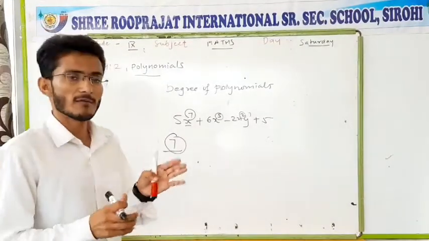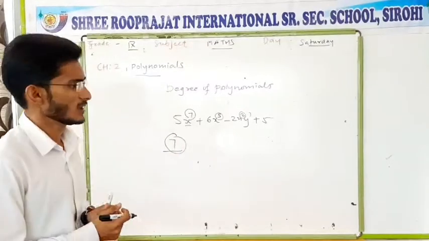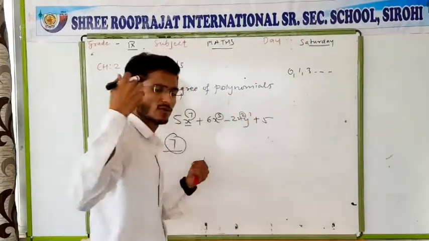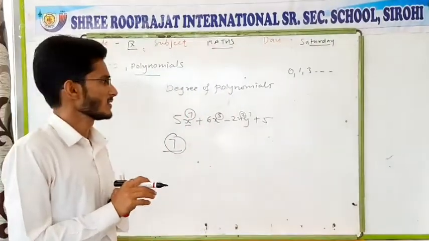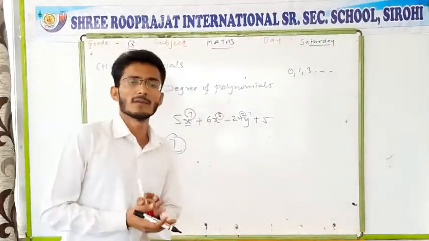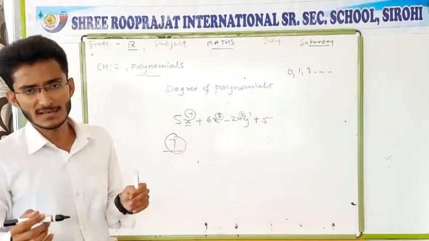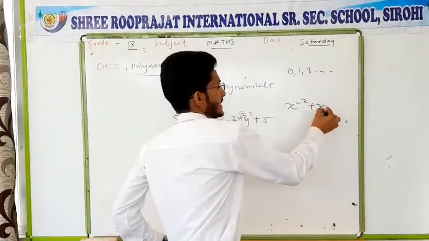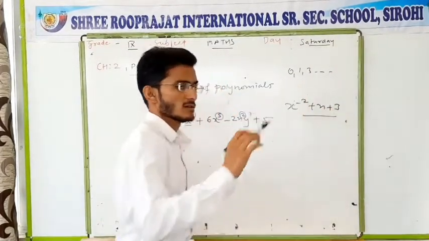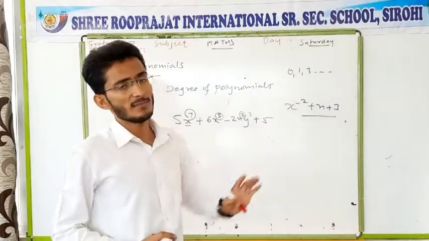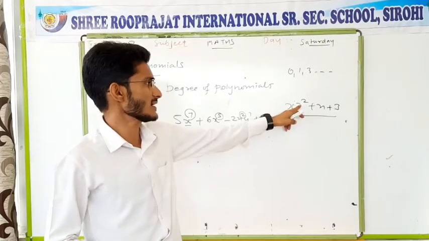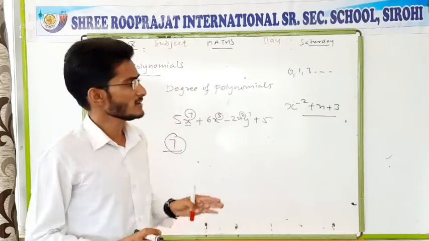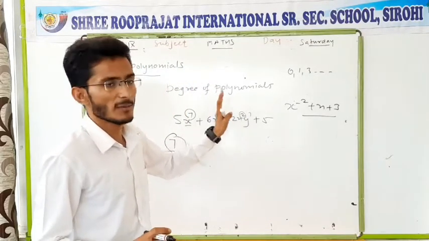The exponent of a variable is always a whole number. That means 0, 1, 2, 3 and so on, 10, 11, 12, 15, 100, everything. But if the exponent is given as an integer like minus 1, suppose x to the power minus 2 plus x plus 3, you cannot call this a polynomial, because here x is to the power minus 2. If the power is negative, that is not called a polynomial.